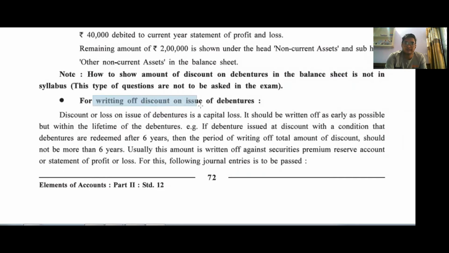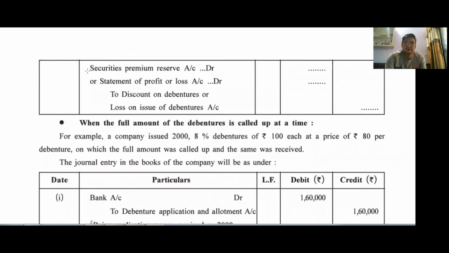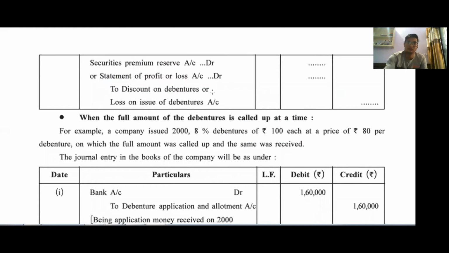So it is called writing off discount on issue of debentures, and the journal entry is: security premium reserve or P&L account debit to discount on debenture account, or if there is a loss, then loss on issue of debenture account. Okay, it means this loss on issue of debenture or discount on issue of debenture is transferred to security premium or P&L account. Simple.